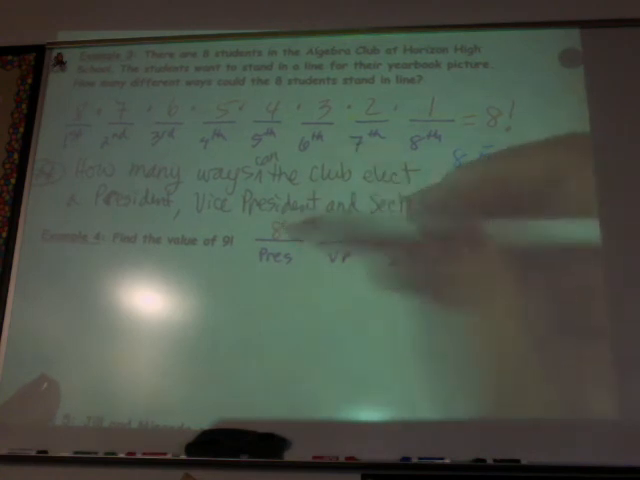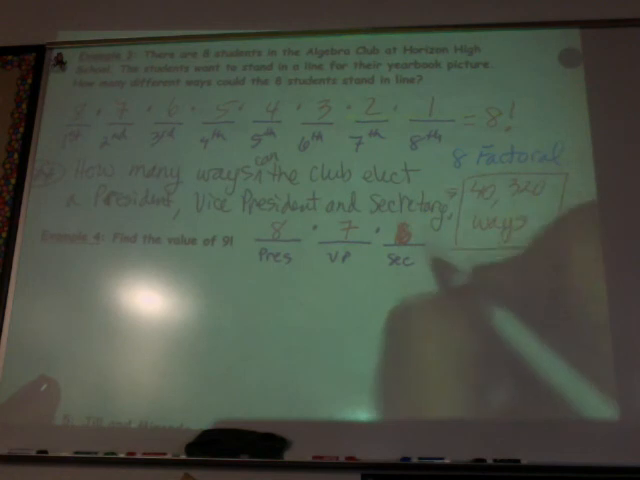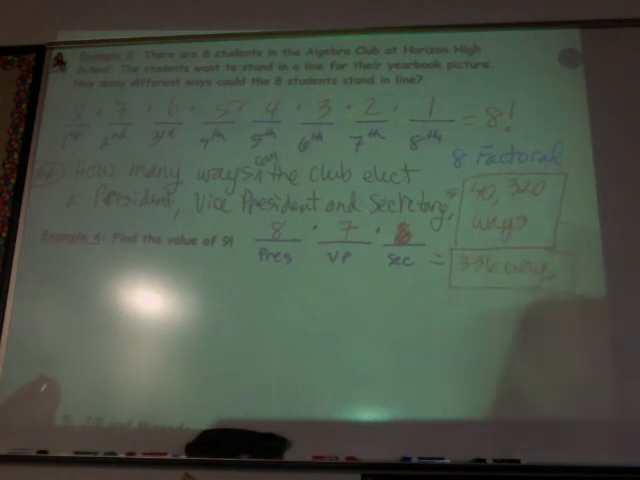So then multiply 8 times 7 is 56. 56 times 6, that will give you 336 ways that those elected offices could be chosen.